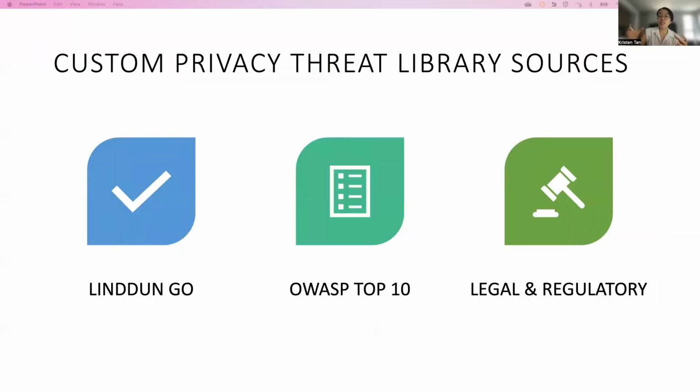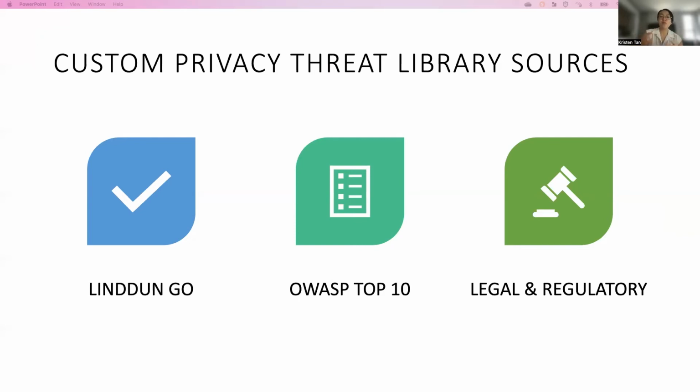Now, if you want to conduct privacy threat modeling using any of these tools, and even using those custom threats, it's important to have a good understanding of what threats you're hoping to detect with the tool. For us, that took the form of defining a privacy threat library. These are some of the sources that we referred to when we were hoping to shape that library: Lind & Go, the OWASP Top 10, and legal and regulatory.